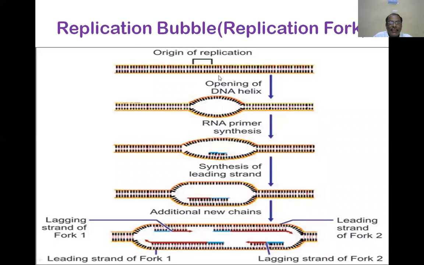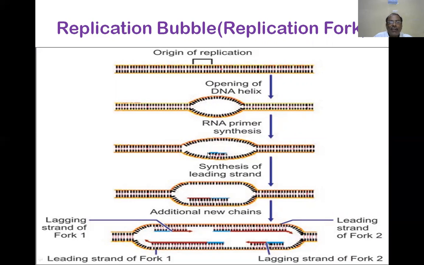So now, initially, the double strand of DNA needs to be opened up. And after opening up the helix, initially a small piece of RNA is needed to start the replication process. For this purpose, what is that enzyme? RNA polymerase, or otherwise primase, a small enzyme, primase.